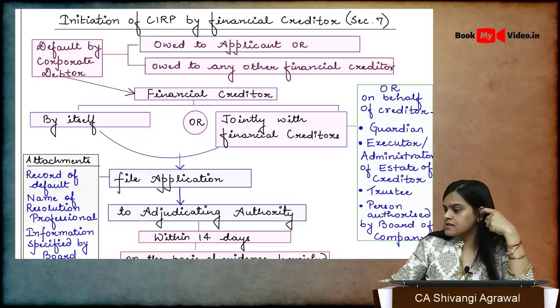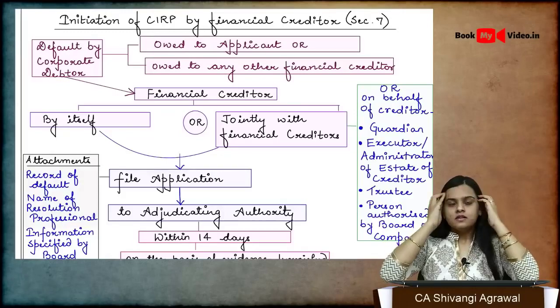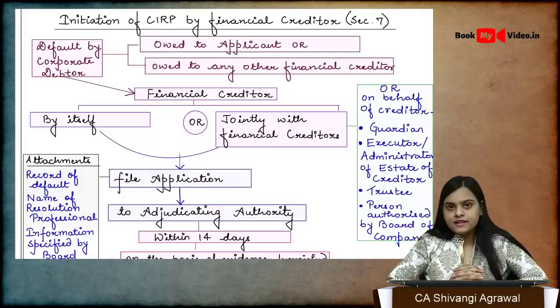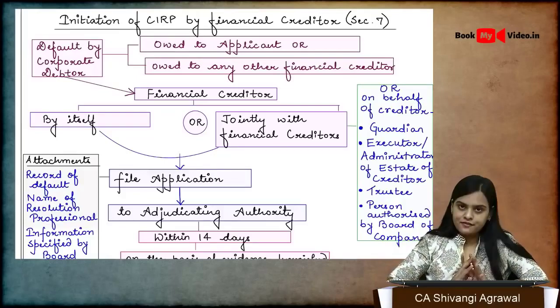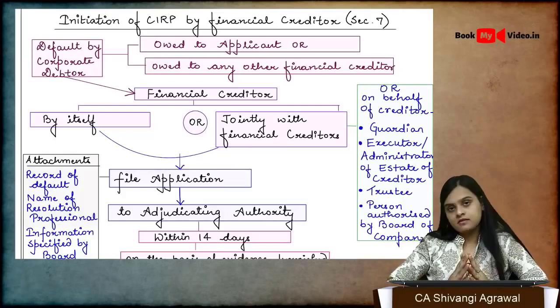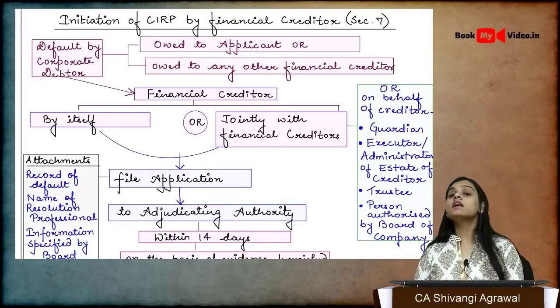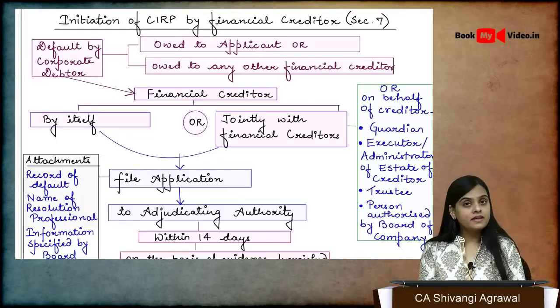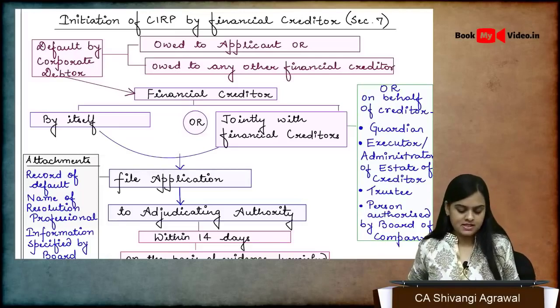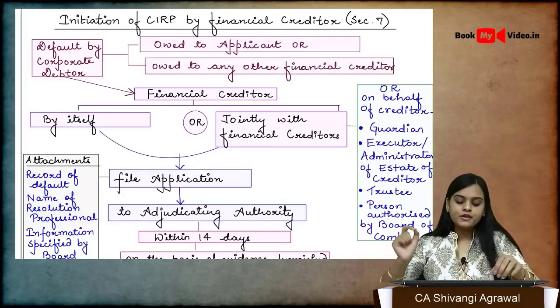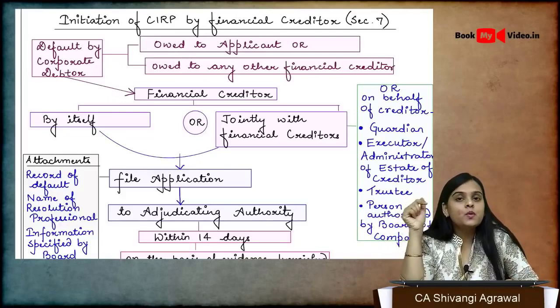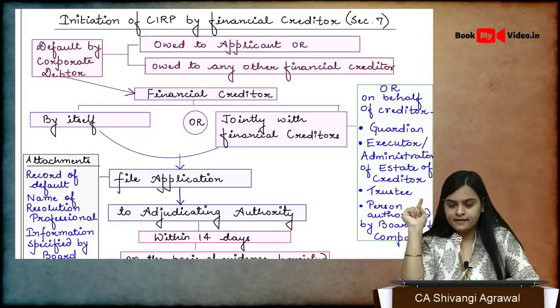Let's begin our CIRP. The first step is filing of an application. Of course, after the existence or commission of default, only after that is an application going to be made. So if the corporate debtor has defaulted in payment owed to the applicant or owed to any other financial creditor.